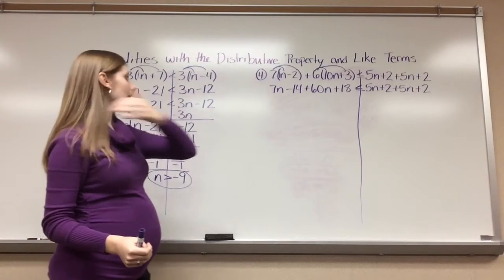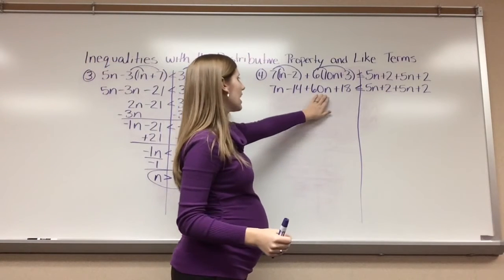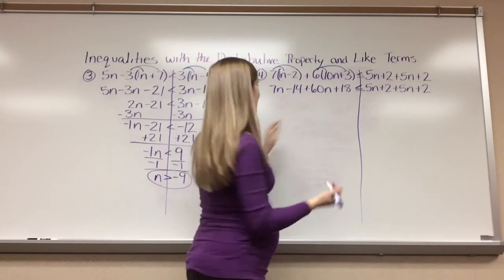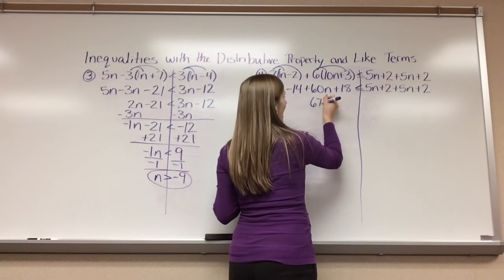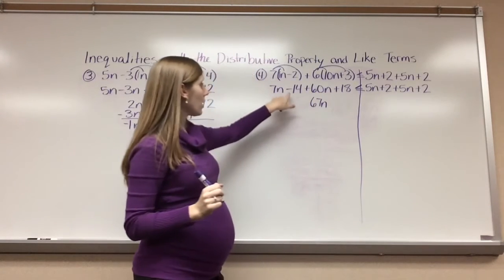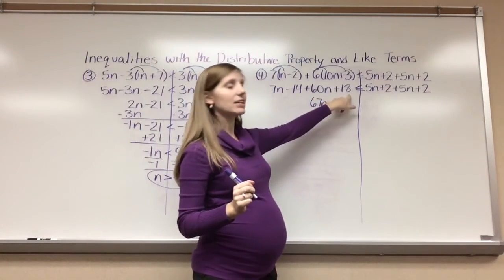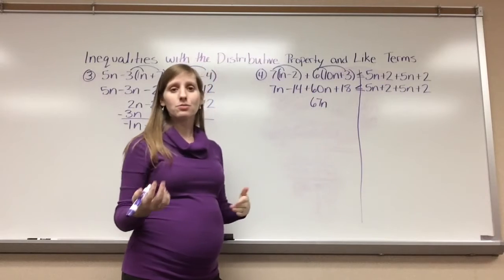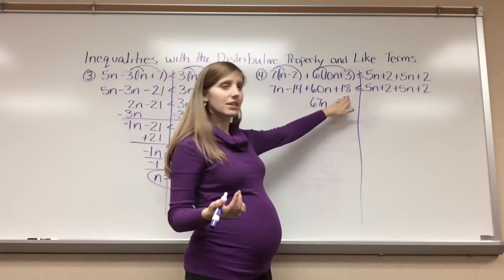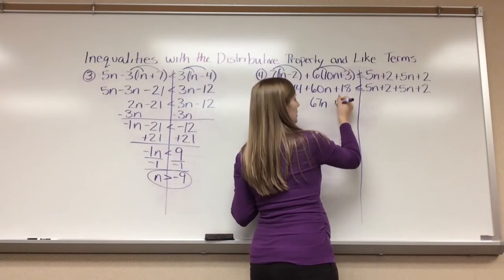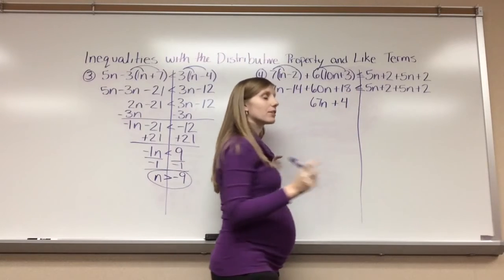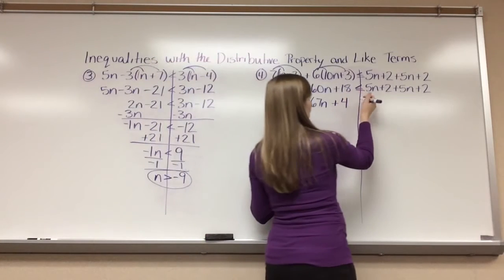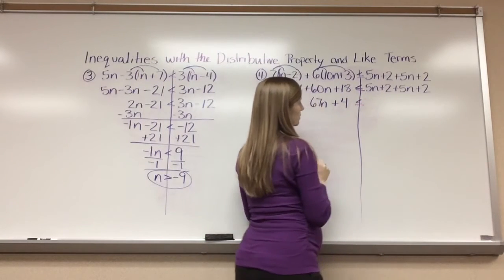So on the left-hand side, I have a 7n and a 60n. So I'm going to go ahead and put those together. 7n plus 60n is 67n. Well, my negative 14 and my positive 18, those are also like terms. Neither of those has a variable, so I can combine those as well. So negative 14 and positive 18, when I combine those, I'm going to get a positive 4. Remember, different signs, we subtract, keep the sign of the bigger number. My inequality sign comes down, less than or equal to.